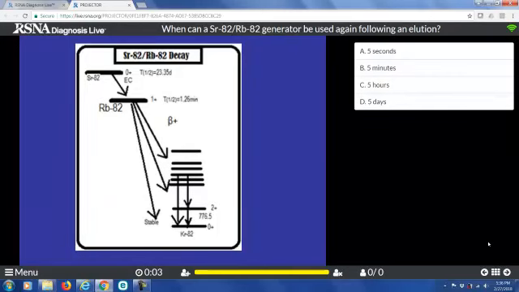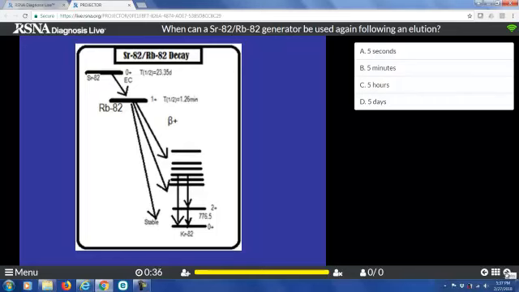When can a strontium-82 rubidium-82 generator be used again following an elution? After 5 seconds, 5 minutes, 5 hours or 5 days? So let me tell you about strontium-82. It has a half-life of just over 23 days. Decays by electron capture to rubidium-82. That's a positron emitter, and the half-life of the rubidium is 1.25 minutes. So those are the important facts.